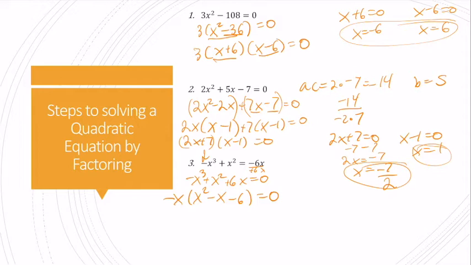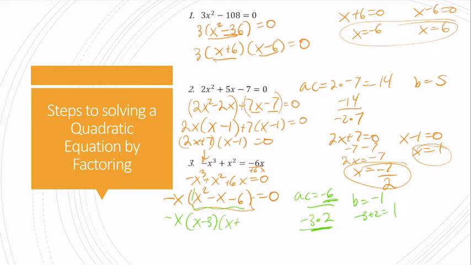So now I need to factor this part here. I want to find the factors of AC that add up to b. Well, that's going to be −3 and 2, because −3 times 2 is −6, and −3 plus 2 is 1. So I have −x, my leading coefficient is 1, so I can go ahead and write this as (x − 3)(x + 2) = 0.